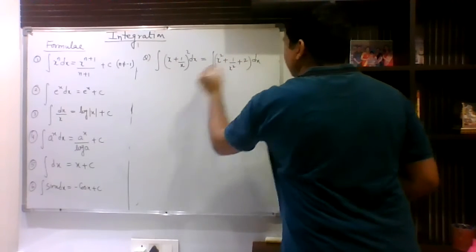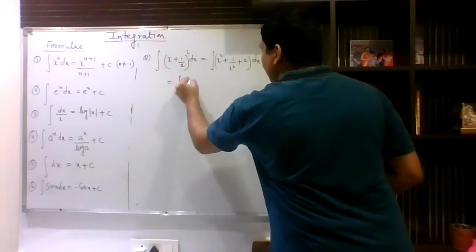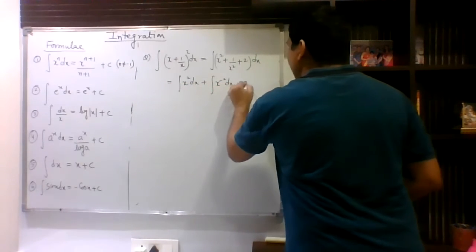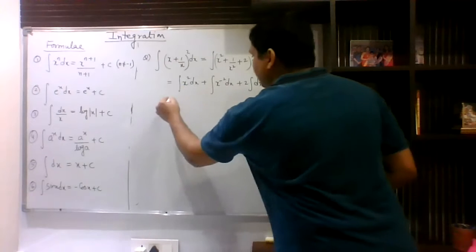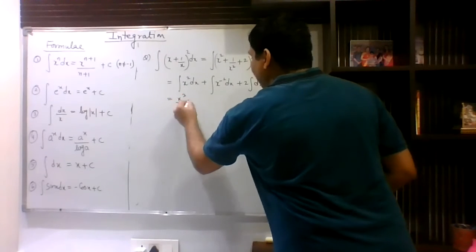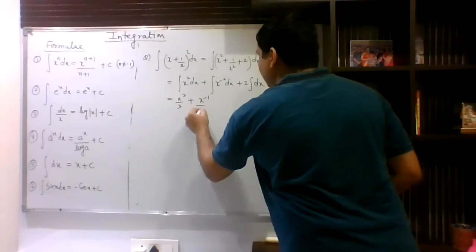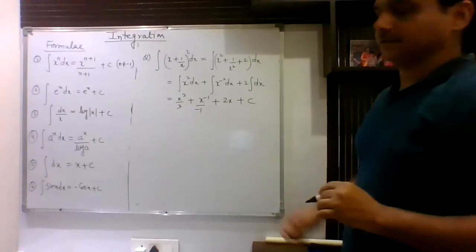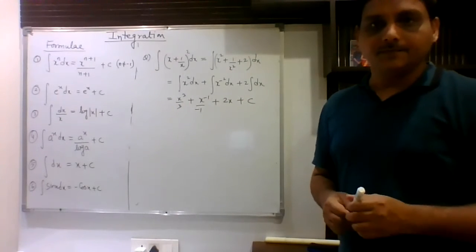Now you can detach this into three parts. X square dx, x to the power minus 2 dx plus 2 dx. So just integrate them as per that first formula. So this is what you get as the final answer, right?